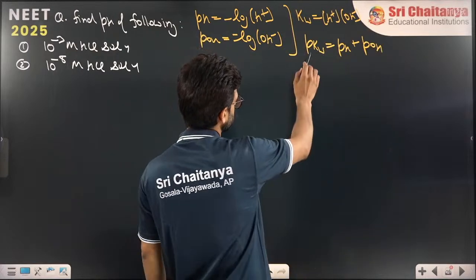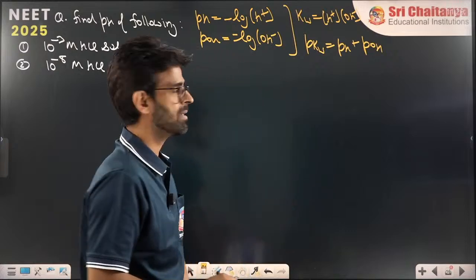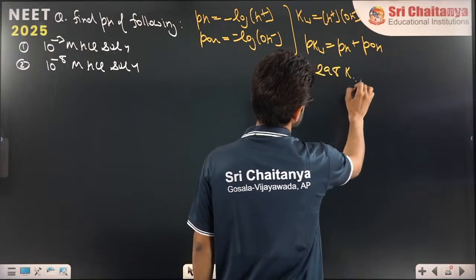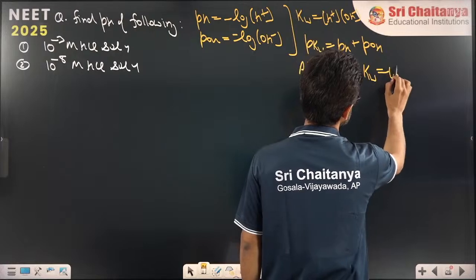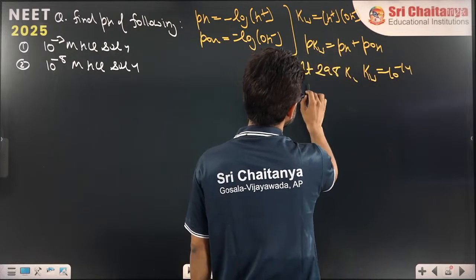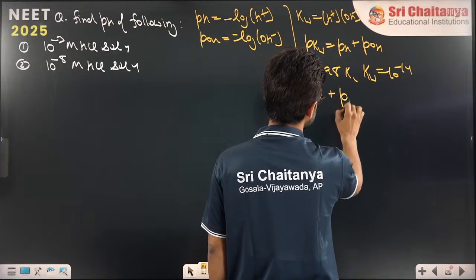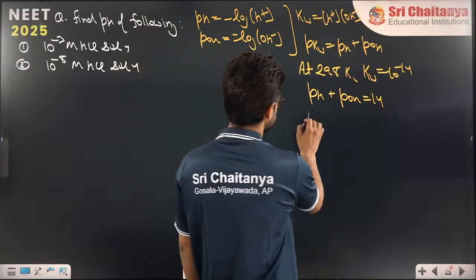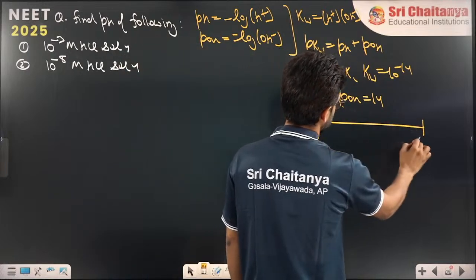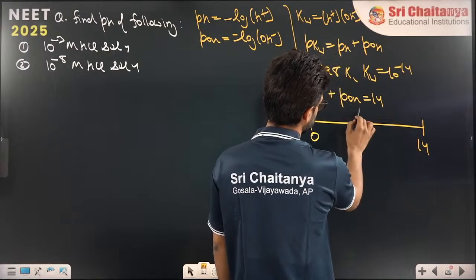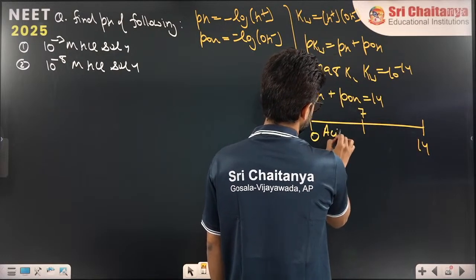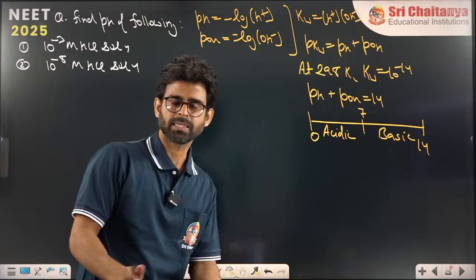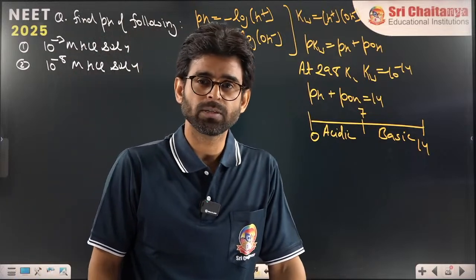And this pKW value can change with temperature, but at 298 Kelvin, the Kw value is 10 to the power minus 14. So from here we can say that pH plus pOH equals 14. A scale of 14 will work here. So from 0 to 14, our pH scale works at 298 Kelvin, and 7 is the neutral point, below 7 acidic, and above 7 basic. Got the point?